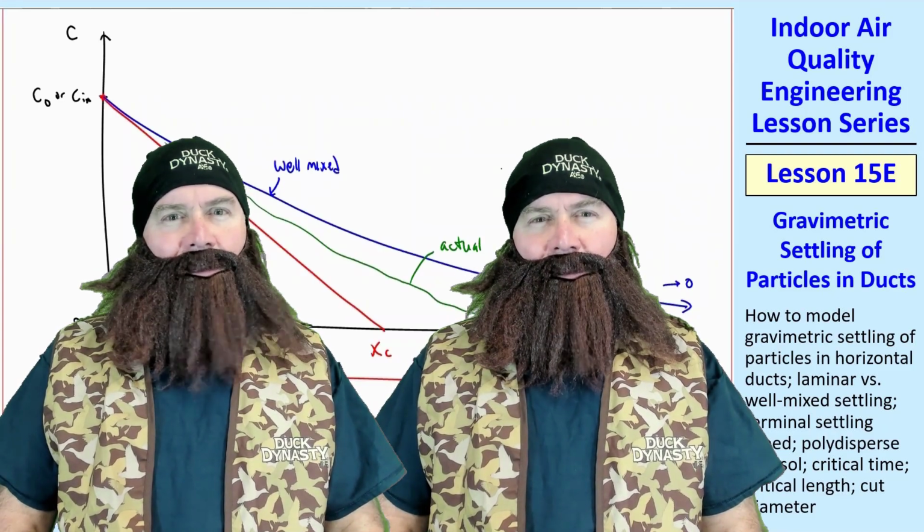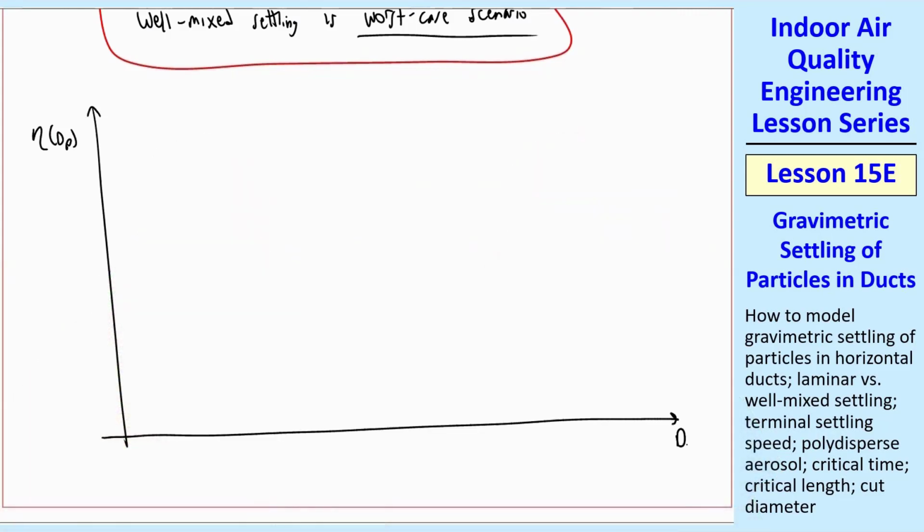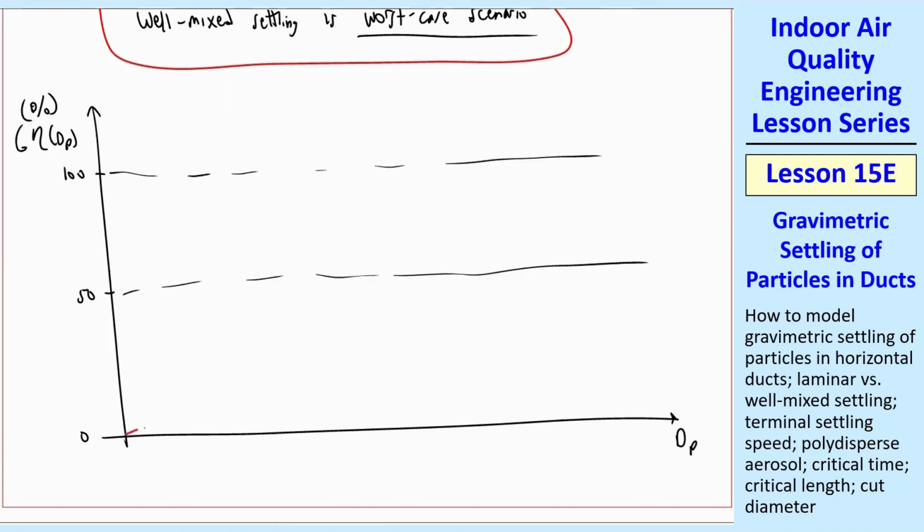I don't think so. We can also plot eta of dP, the grade efficiency, as a function of dP. And this will be very similar to what we had for the settling in a box or a container. We typically do eta as a percent, so we go from 0 to 100. Here's 50. It turns out that laminar settling will look something like this.